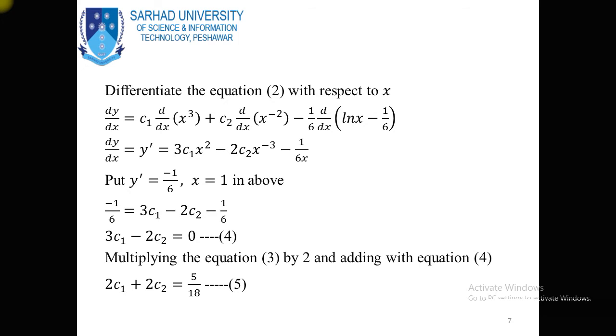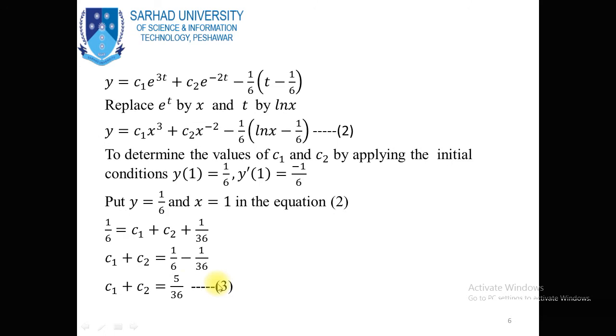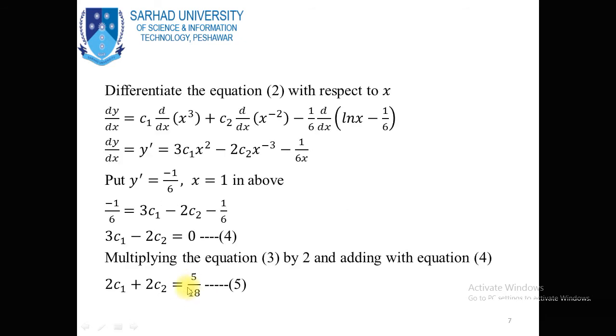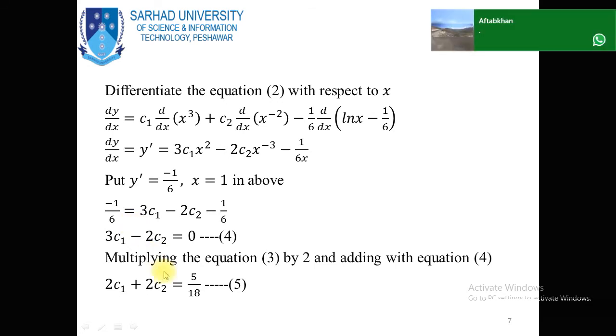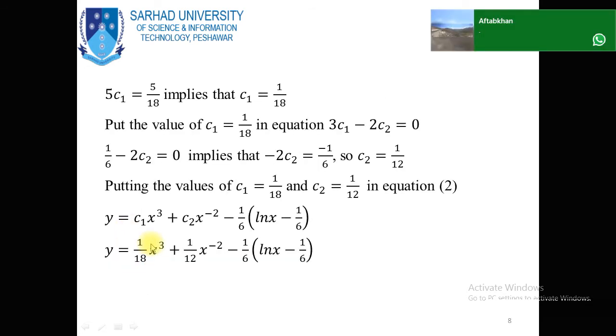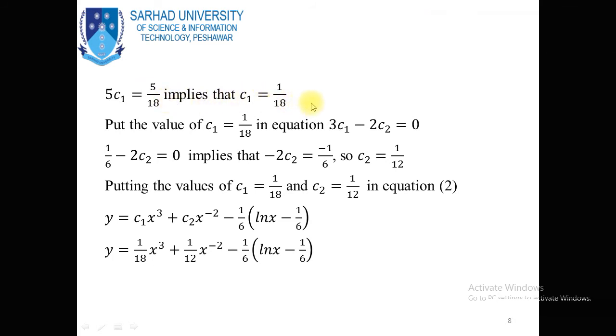We multiply equation number 3 by 2 and then add the result to equation number 4. So first of all, multiplying equation number 3 by 2, we get 2c1 plus 2c2, and 2 divided by 36 means 1 over 18. So we obtain 2c1 plus 2c2 is equal to 5 by 18. Now adding equation number 4 to equation number 5, minus 2c2 and plus 2c2 cancel, we obtain 5c1 is equal to 5 by 18, which implies that c1 is equal to 1 over 18.